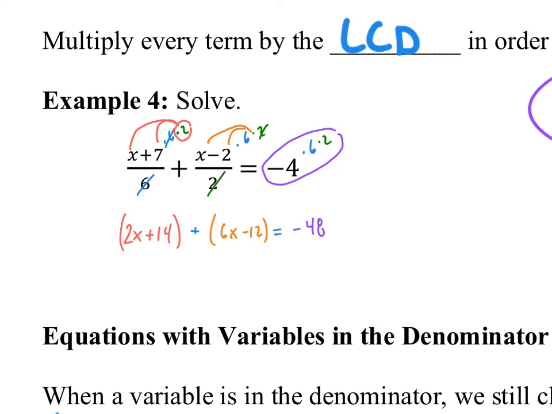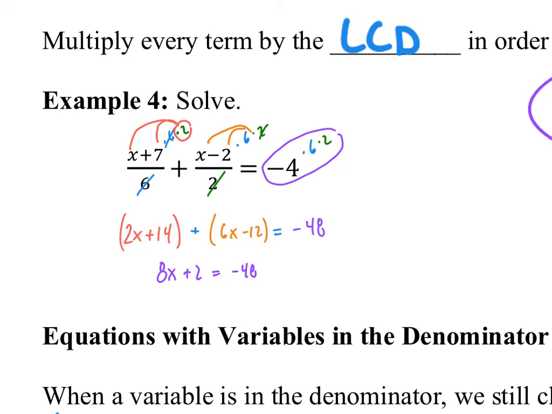Easy peasy, right? Looking at that left side, there's no distribution to do, so the parentheses aren't really important at this point. Sometimes they are, so it's a good habit to bring them down in parentheses, especially since if this had been a minus sign, they would matter. But since it's a plus sign and there's nothing to distribute, I just need to combine like terms on the left side. So 2x plus 6x is 8x, and 14 plus negative 12 is 2. Equals negative 48.